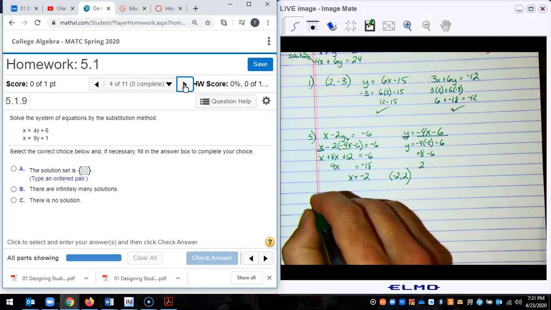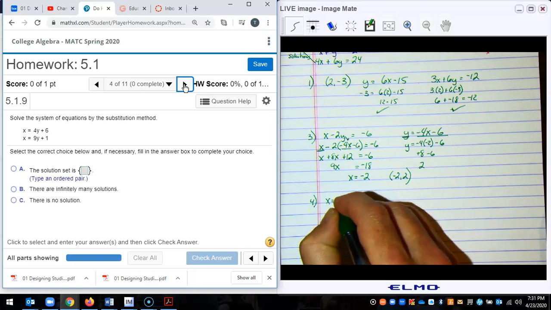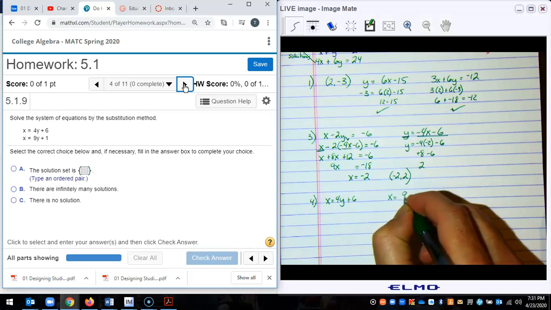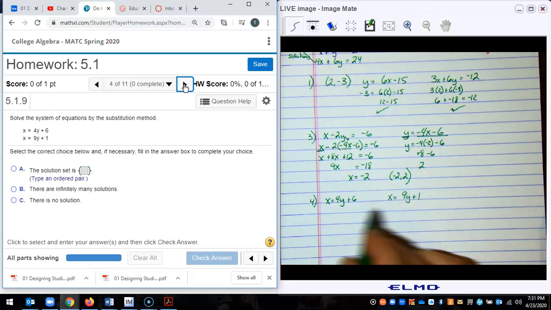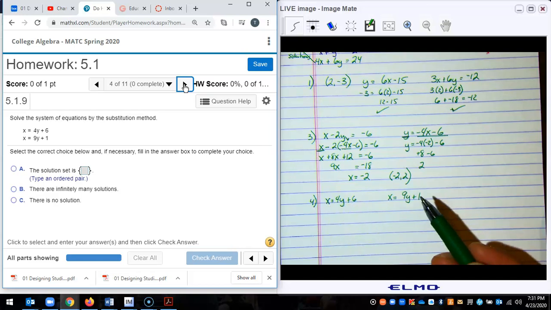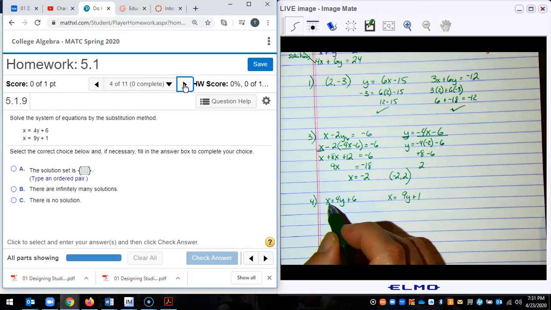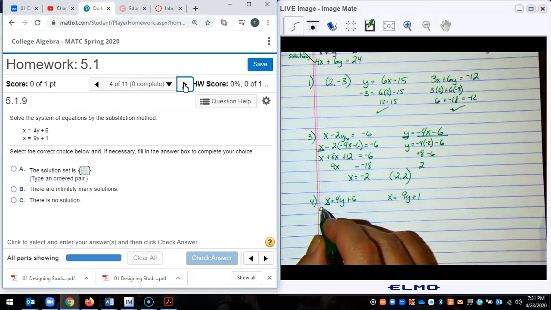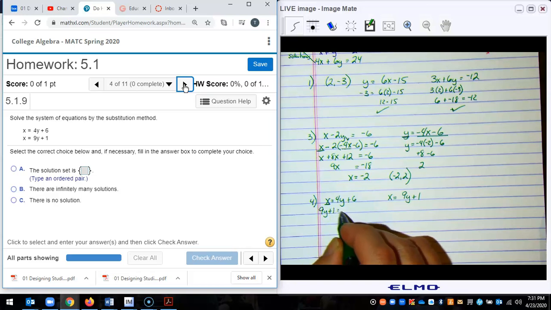So in number 4, we're going to have x equals 4y plus 6. We have x equals 9y plus 1. Both of them have the same exact issue again. I cannot solve for a particular variable without being in terms of the other one. So this is, yes, x equals, but it's in terms of y. So we're going to solve this. Instead of writing x, we're going to write what x equals. We're going to get that from the other equation. x is 9y plus 1.